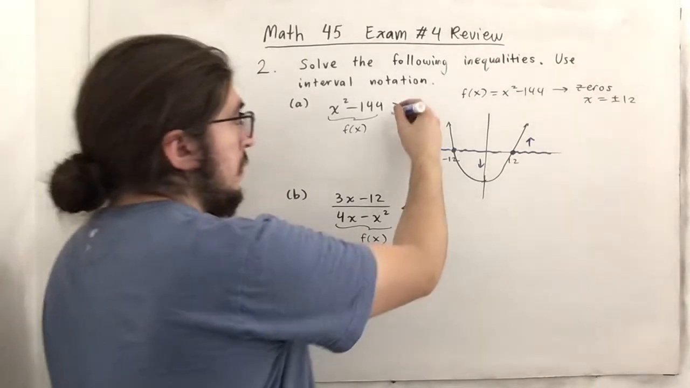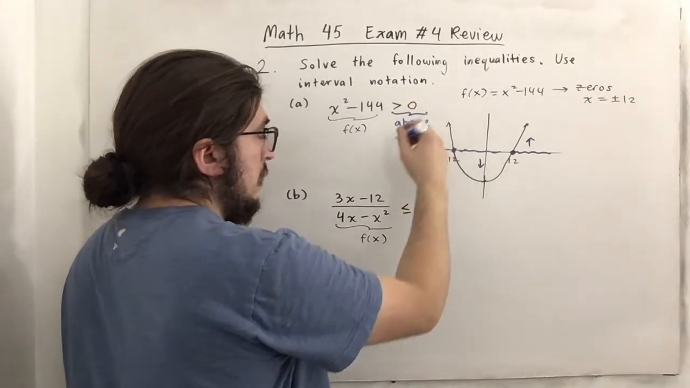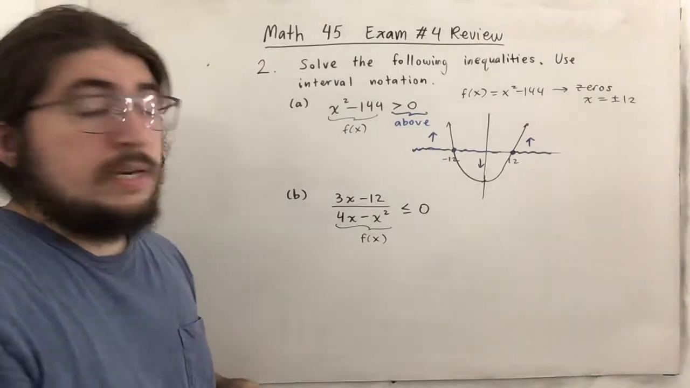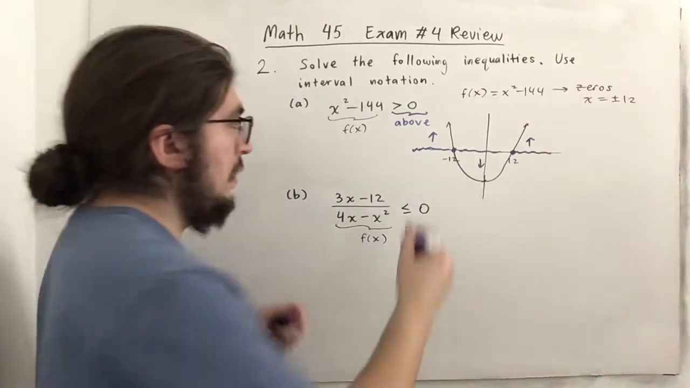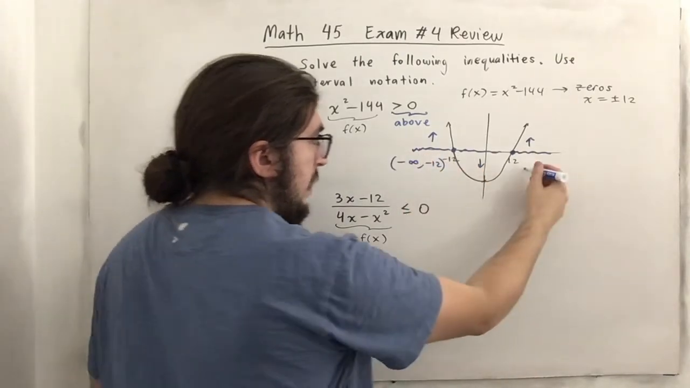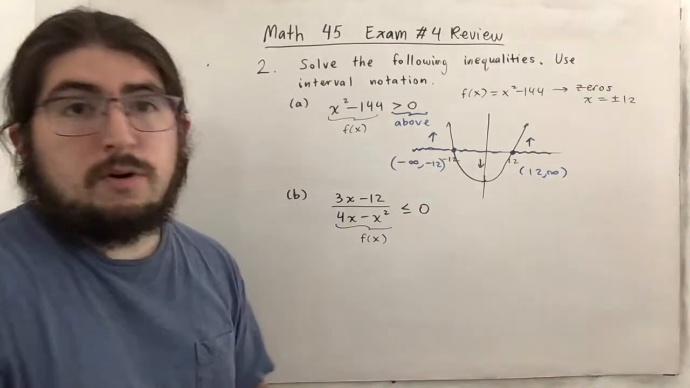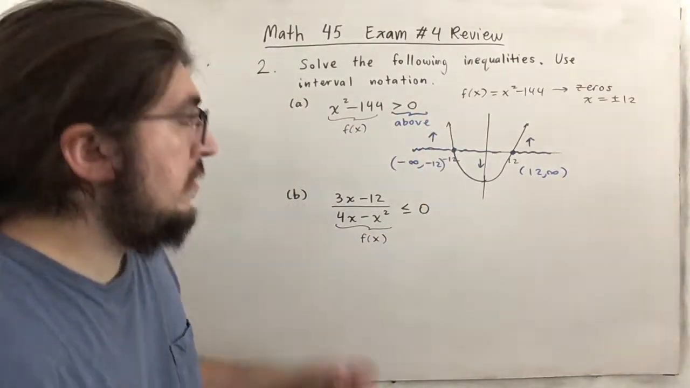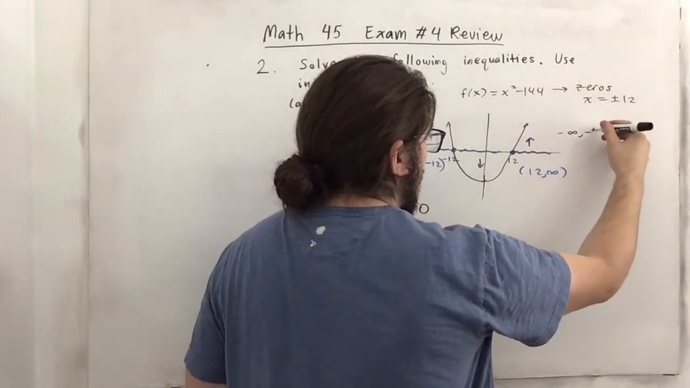Since we want to be positive, which is above the x-axis, then we take the union of the intervals that correspond to when the graph is above the x-axis. So that's negative infinity to negative 12 here, and 12 to infinity. Since it's strictly bigger than 0, we don't want to equal 12 or negative 12. So there we go, we get our answer, which is the exact same answer we had the previous way, of course.